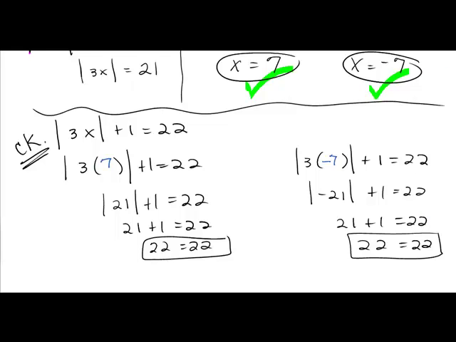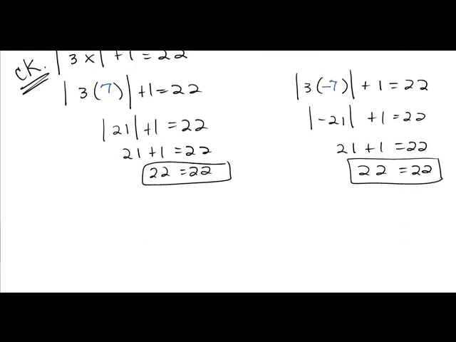All right, let's do one that's a little bit more difficult. Let me see. What if you have absolute value on both sides? Let's look at one like that.